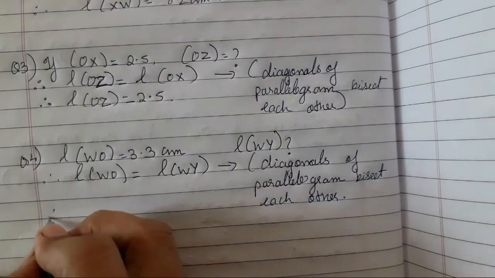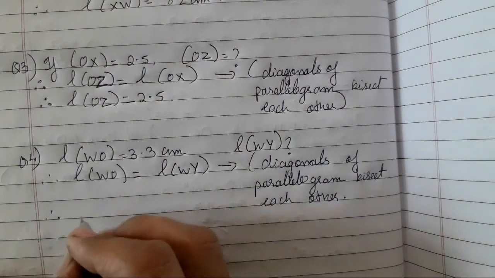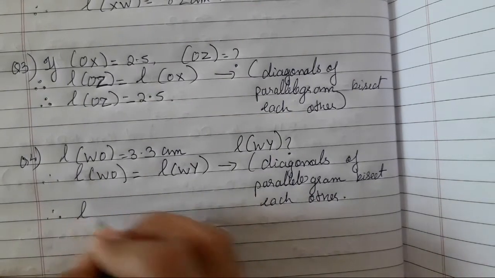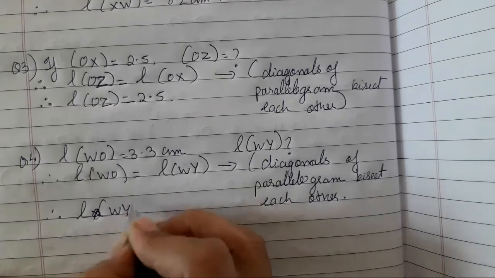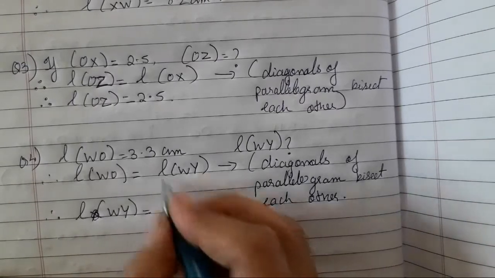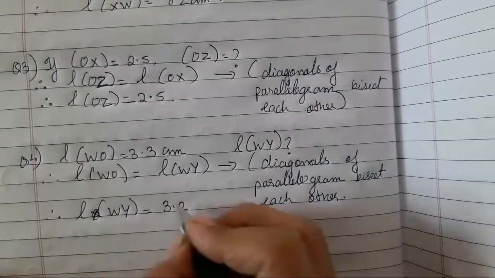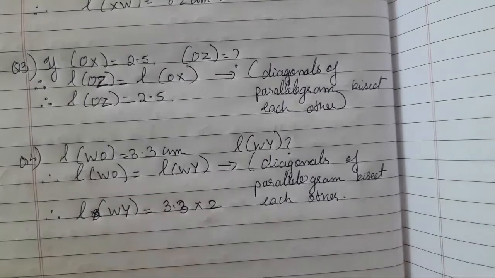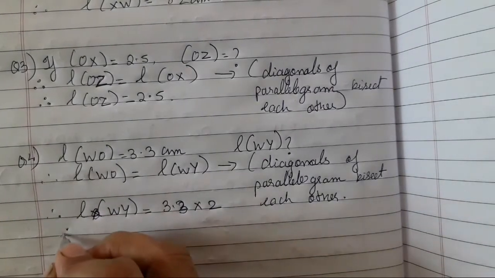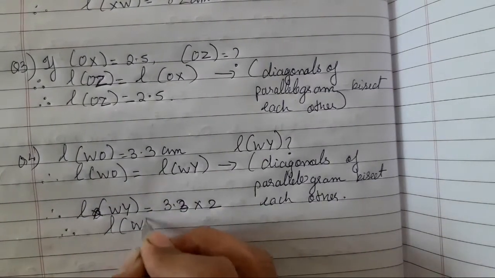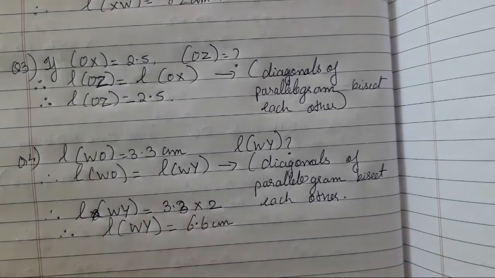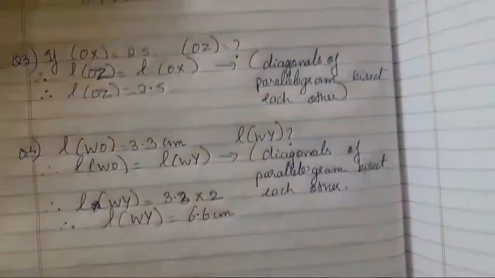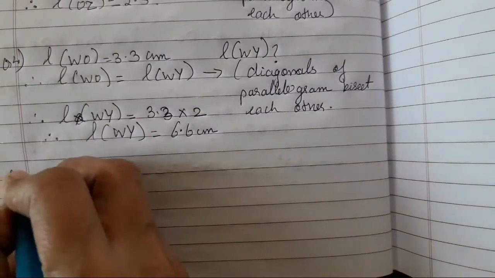Okay, so length of WZ is going to be how much? 3.3 into 2. Okay, so what is this going to be? Length of WZ is equal to 6.6 centimeter. Is it clear to everyone? Okay, now let's move to question number 5.